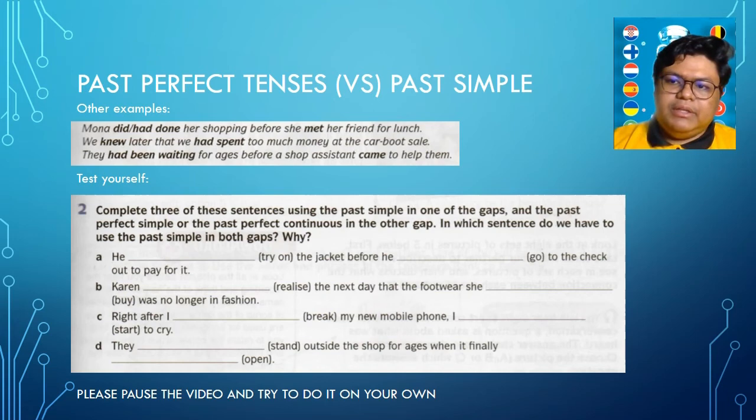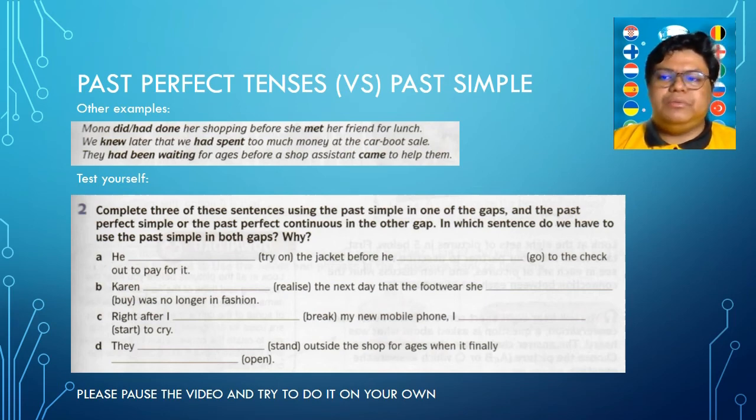Okay, another example here, they had been waiting for ages before a shop assistant came to help them. So yang example ni kita kena gunakan past perfect continuous because we want to highlight the period of it. Okay, berapa lama kita kena tunggu sebelum ada assistant datang bantu.